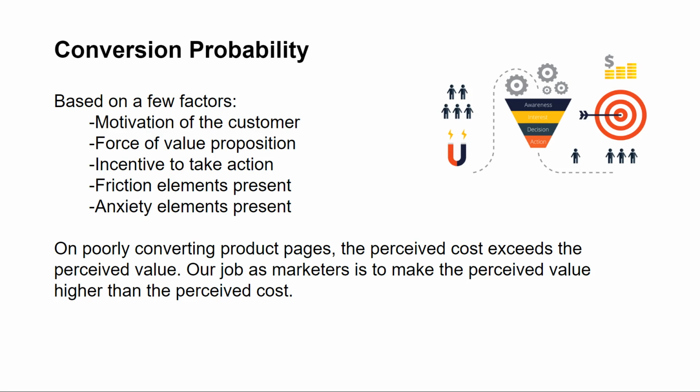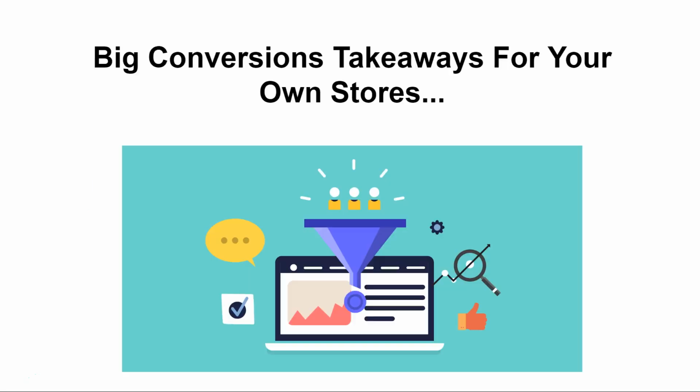And anxiety elements. This goes into risk reversal. Do you have refund policies clearly visible, shipping policies, track order policies, guarantees, and trust badges? It can also go the other way. Do you have so many trust badges that it looks like a giant scam or a red flag? Again, you want to find a balance here of risk reversal and trust. Social proof, reviews, remove anxiety and help the force of the value proposition. All these things go into the conversion probability.